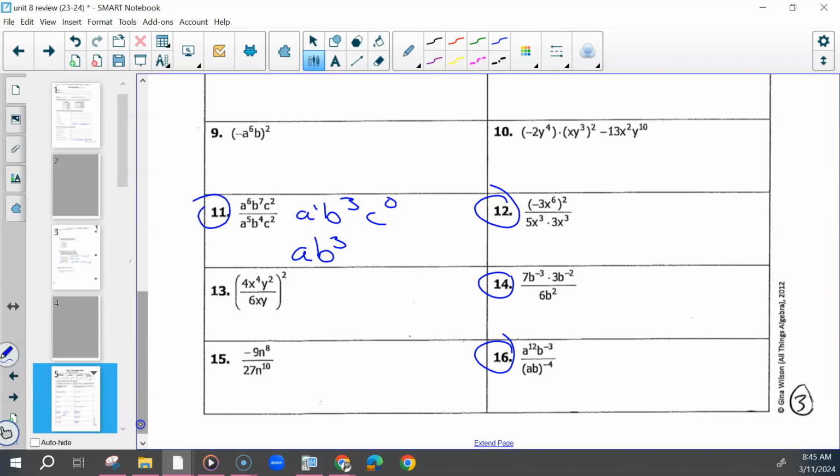12, we have a power to a power, and we're multiplying like bases, so you could do them at the same time. Multiply all of your exponents. So this would be negative 3 in parentheses squared, x to the 12, over, actually multiply the numbers, 15, add the exponents. Negative 3 squared would give us positive 9.